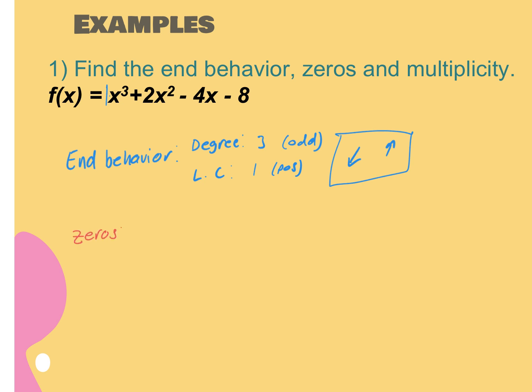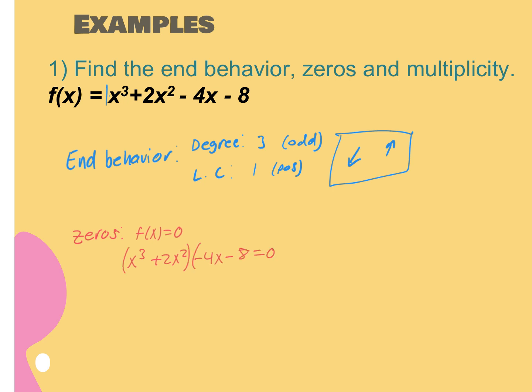All right, now let's move on to our zeros. For our zeros, we want to set this function equal to 0, right? So f of x equals 0. That's what we're trying to solve. So let's set this equal to 0. We have x cubed plus 2x squared minus 4x minus 8 equals 0.